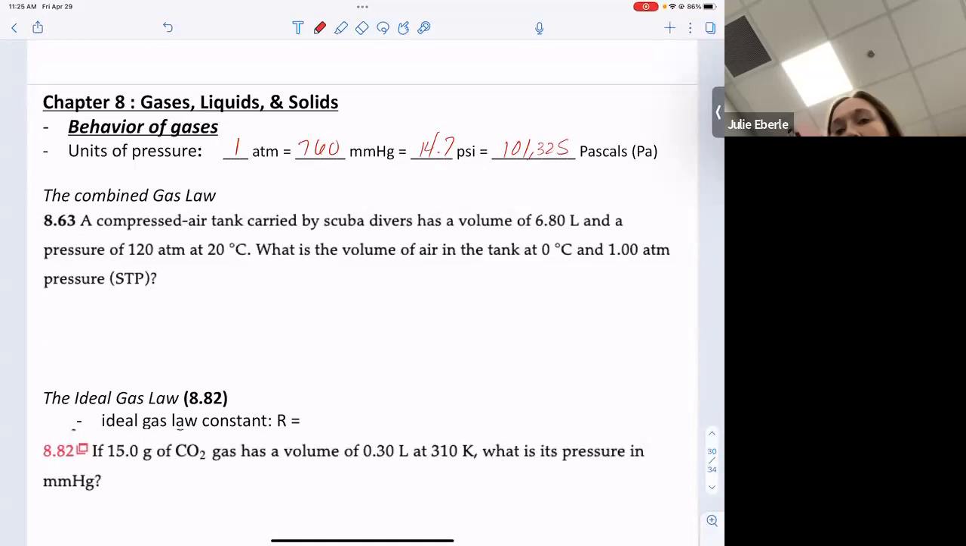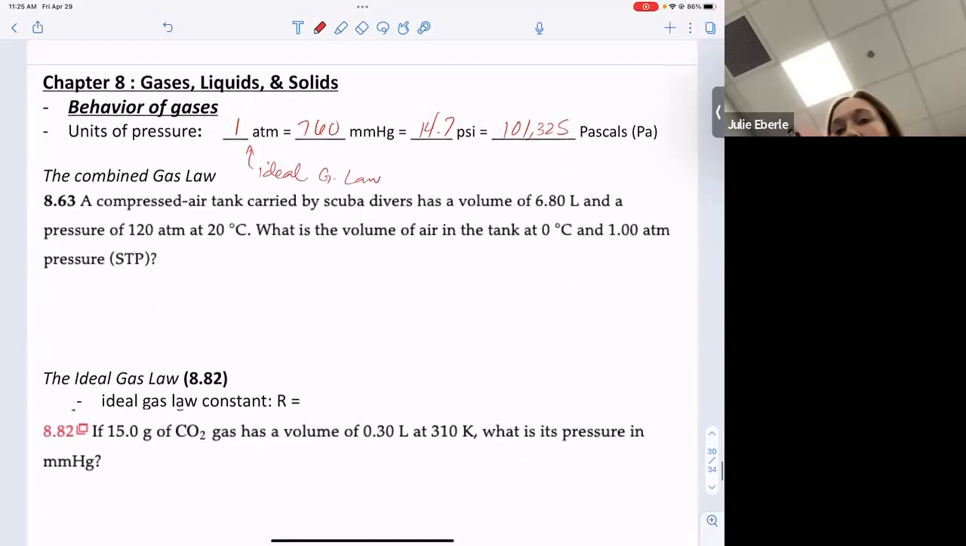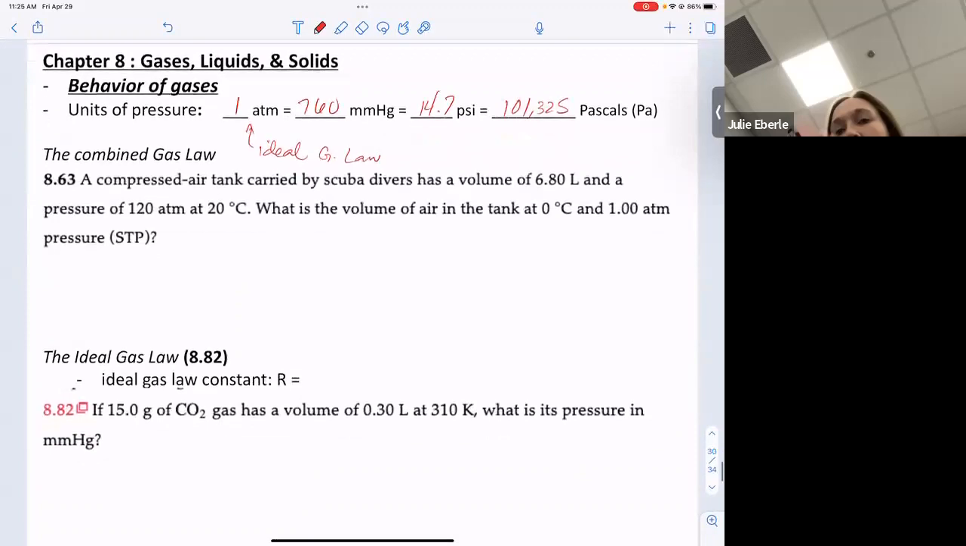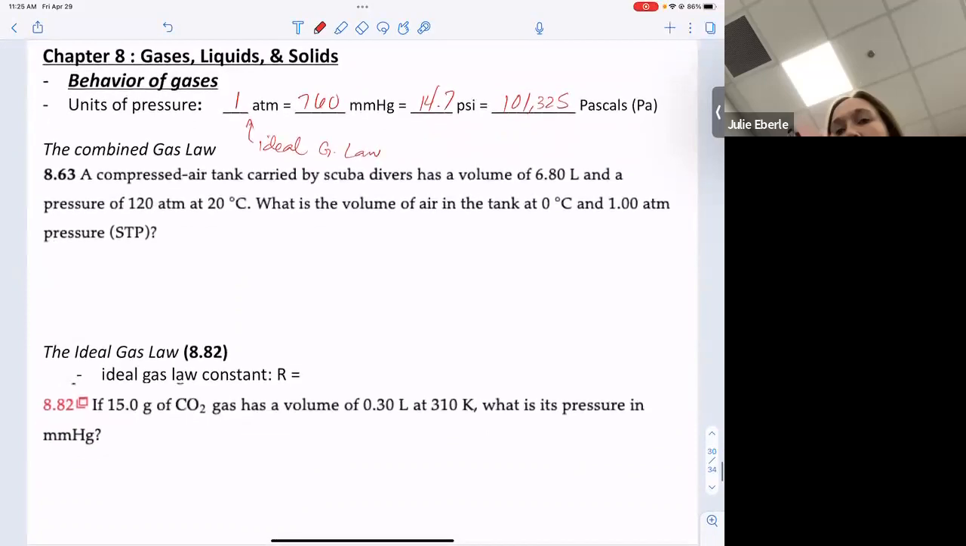So you may have to convert. The biggest thing here is that in a gas law problem, if I give you two different variables for pressure, P1 and P2, you make sure those units are the same before you just plug them into the gas law. Now, if you're working with the ideal gas law, you want to make sure that your pressure is in ATM. It needs to match the units on the gas law constant R. But otherwise, you just want to make sure that they match if you're doing a combined gas law problem, which is what we have here, 8.63.